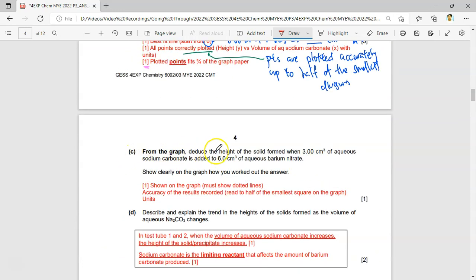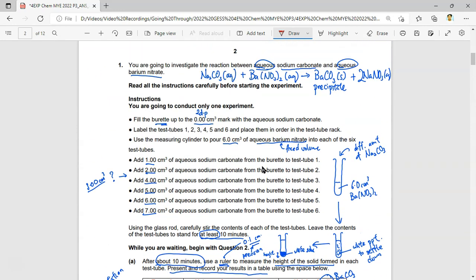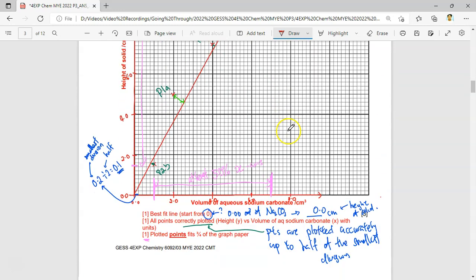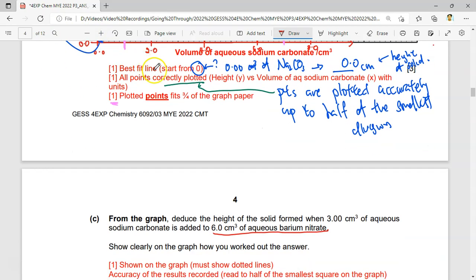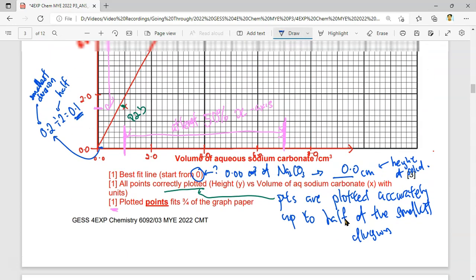Now, part C. From the graph, deduce the height of the solid formed when 3 cm cube of aqueous sodium carbonate is added to 6 cm cube of barium nitrate. So some of you may ask, hey teacher, where is this 6 cm cube from? So you go back to the very starting part, you realize all of the test tube 1 to 6, the amount of barium nitrate added is fixed, 6 cm cube. So, in actual fact, when they say that when 6 cm cube of aqueous barium nitrate is added, they're just saying, okay, with the same condition of the starting condition, now I want you to find for me when 3 cm cube of aqueous sodium carbonate is added, what exactly am I gonna get in terms of the height?